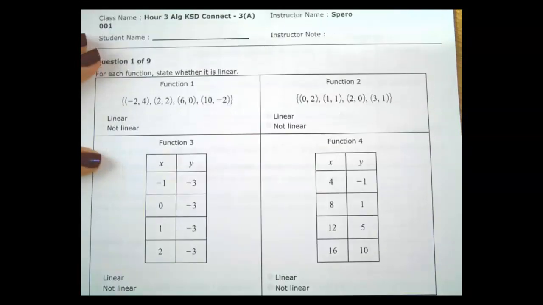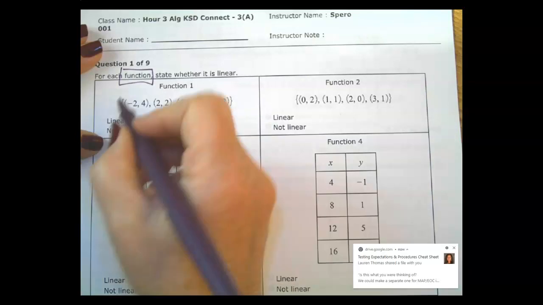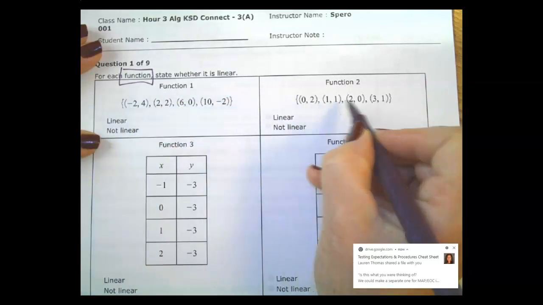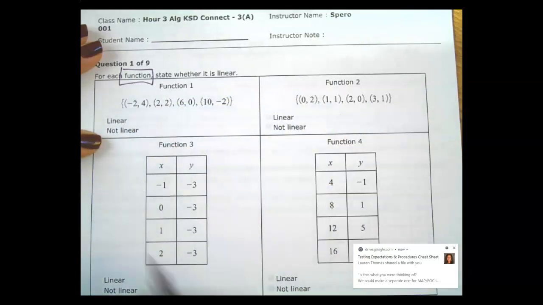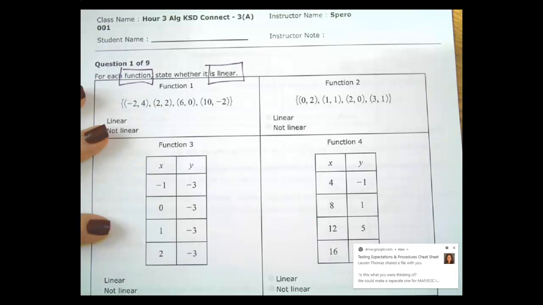Okay, so these are functions. It says these are functions, so there's no repeating x values, as you can see. And so we need to know if it's linear. So to be linear, and I feel like we're talking about this a lot.